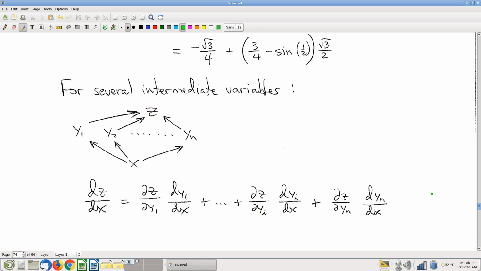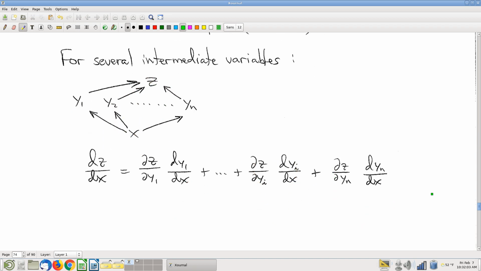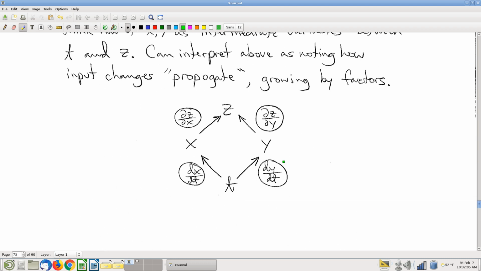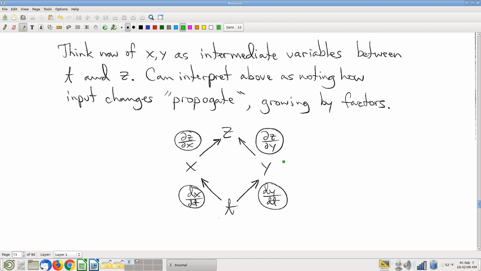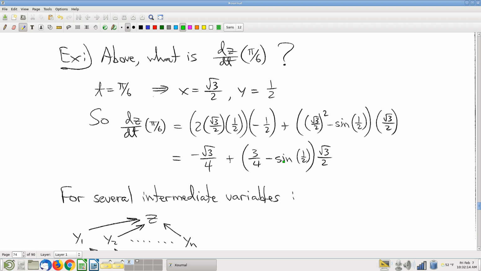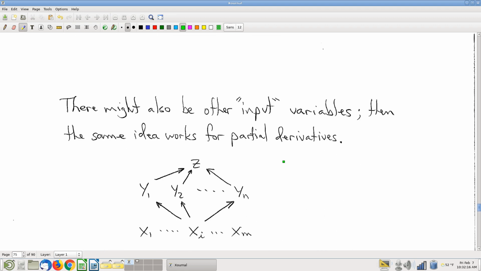Yes? How do we arrive at this chain rule? Well, okay, so there were two ways that we thought about it up here. One is to use linear approximations, right? And the other is to think about propagation of changes through paths, right? Okay.